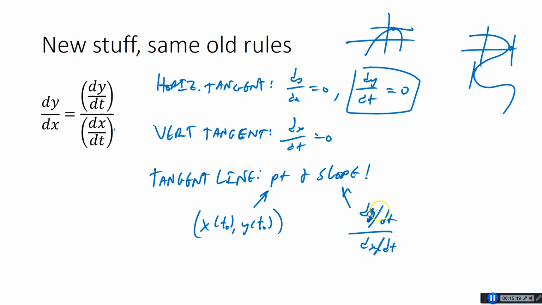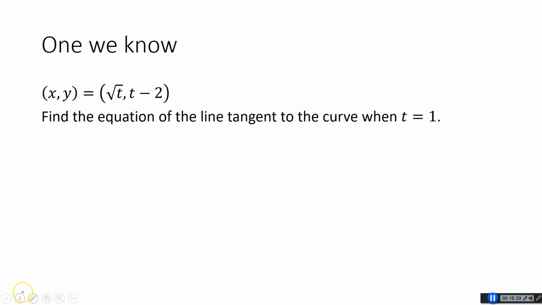So dy/dt over dx/dt is going to find that slope for you. And it's always just y minus y1 equals m times x minus x1, where x1 and y1 are whatever you get from those t's. So let's try that. Here's one we know. This parabola, we already found it. It's just y equals x squared minus 2.